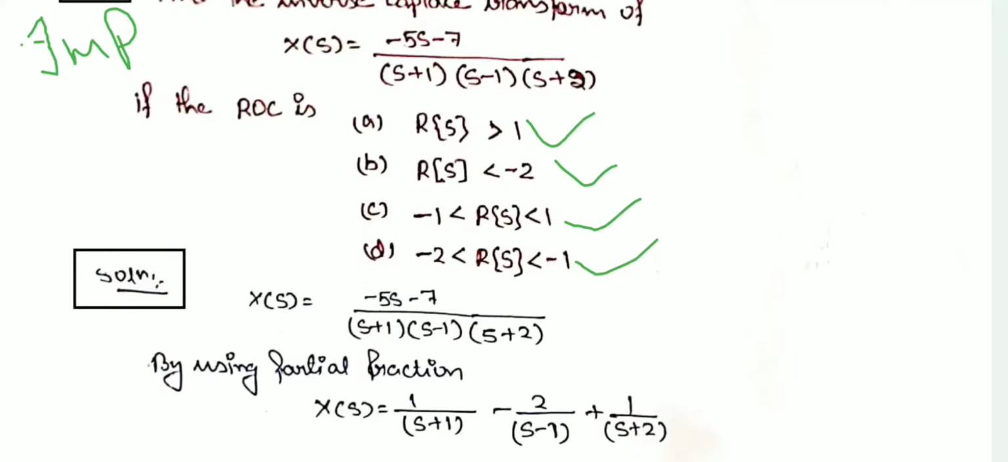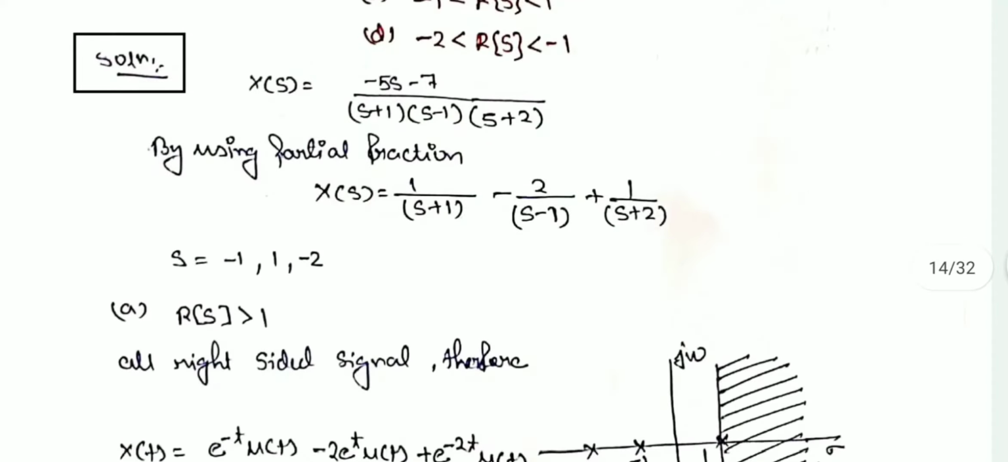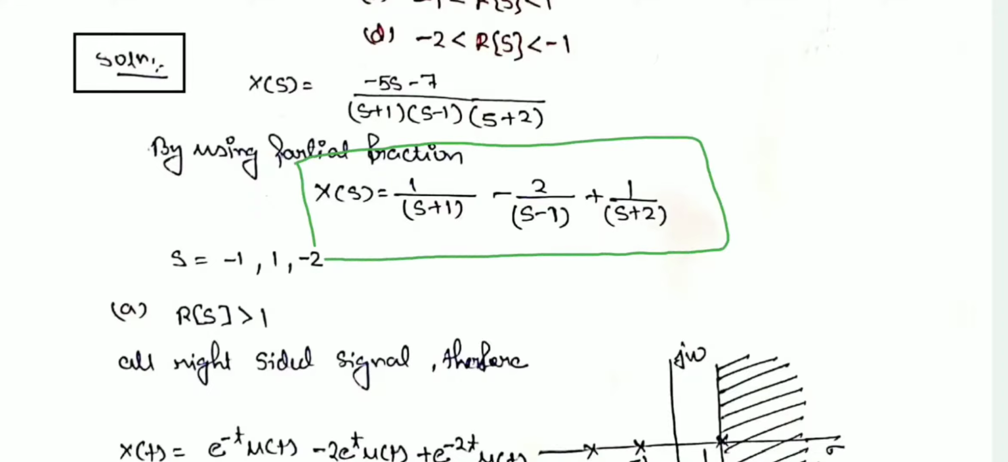We find it step by step, but before moving to the first case, our first step is to find the partial fraction of this signal. It is your task to find the partial fraction, and when we find it, it becomes 1 upon s plus 1, minus 2 upon s minus 1, plus 1 upon s plus 2, and our poles are at minus 1, 1 and minus 2.